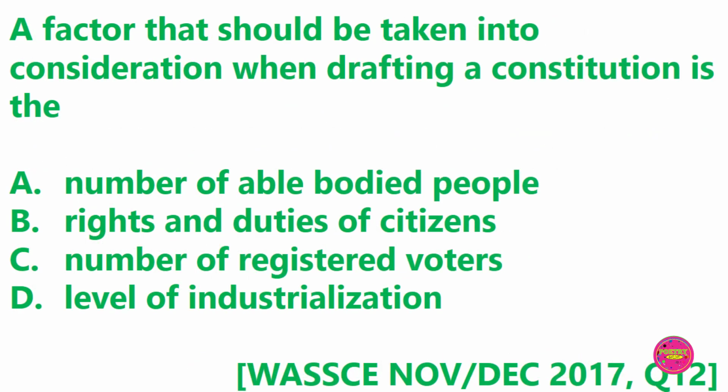A factor that should be taken into consideration when drafting a constitution is the A. Number of able-bodied people, B. Rights and duties of citizens, C. Number of registered voters, D. Level of industrialization. The correct answer to this question is B. Rights and duties of citizens.